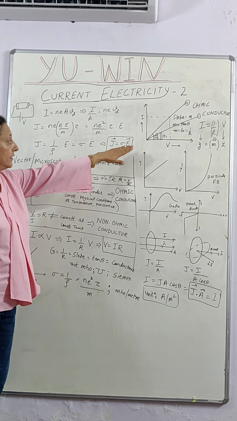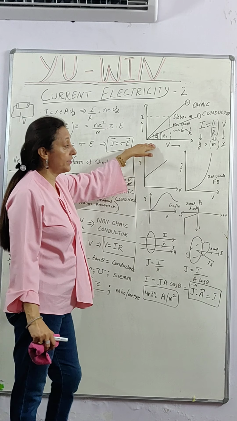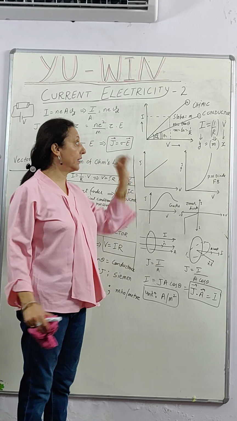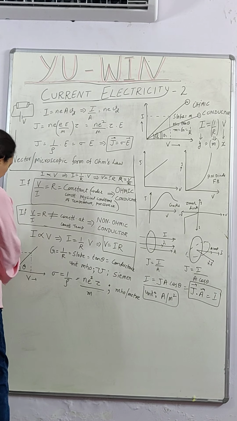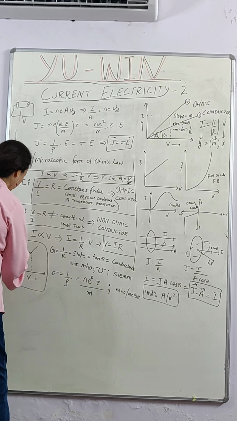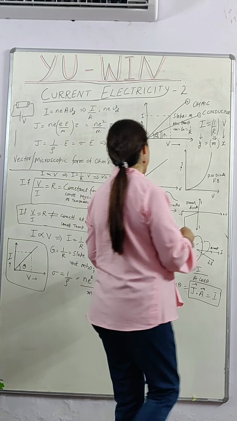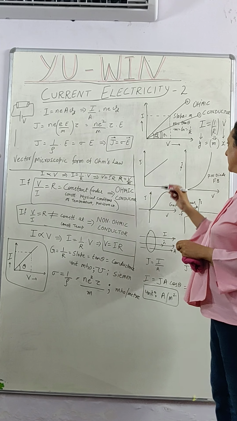So one thing is that no other graph is there for the ohmic conductor. The graph of an ohmic conductor has to be a straight line passing through the origin, nothing else. Even if it does not pass through the origin, like this, it is non-ohmic.